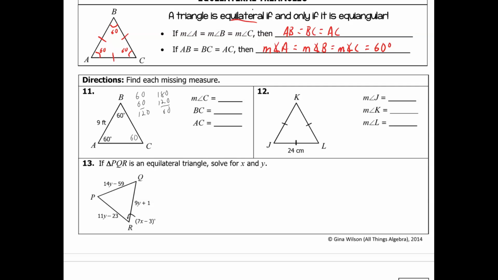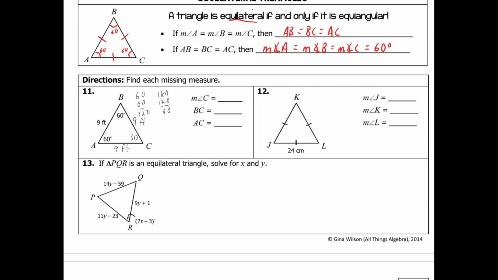And we know from what we know about isosceles triangles that the sides across from equal angles are also equal. So that means all three of these are 9. They're all 9 feet. So that's pretty cool. All you need to know is the two angles, and that's it. You know that if they're both 60, then they're all 60. And it's therefore equiangular and therefore also equilateral.